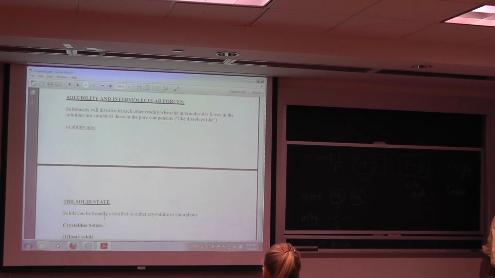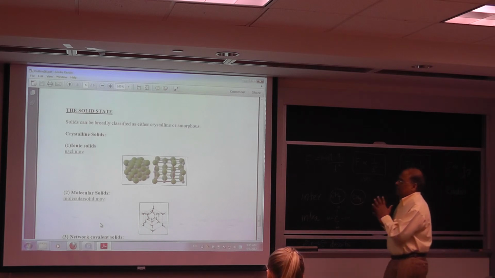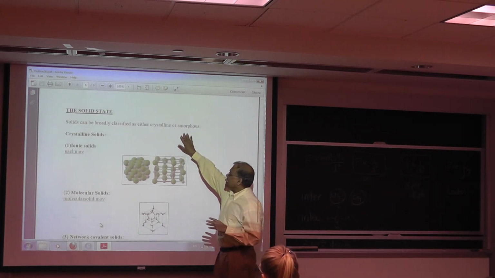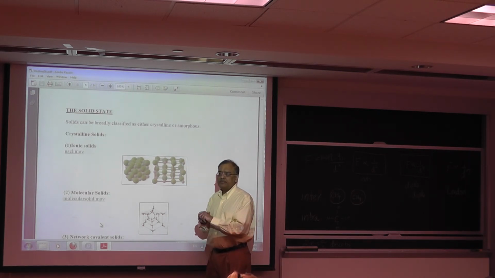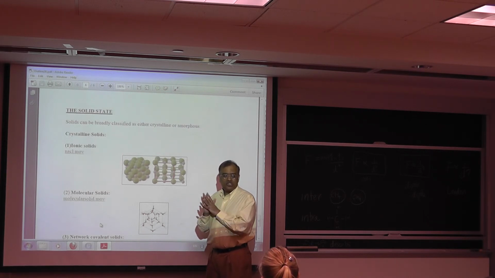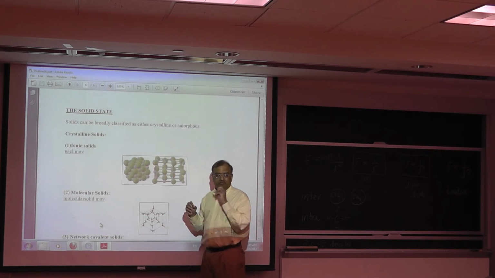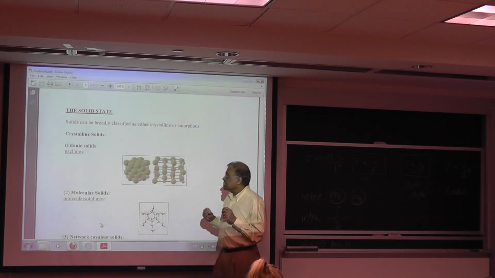All right, the final topic is something that we have talked about previously. Solid state can be broadly classified as either crystalline or amorphous. What does amorphous mean? No long-range order. Okay, crystalline means that there is long-range order. If you know the arrangement in one section of the solid, you know what the arrangement is in another section.